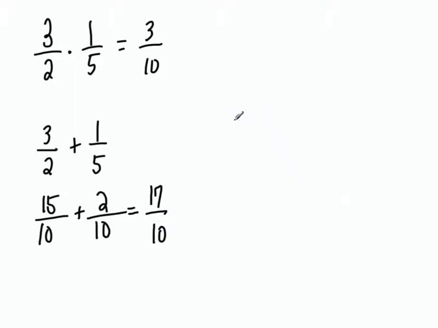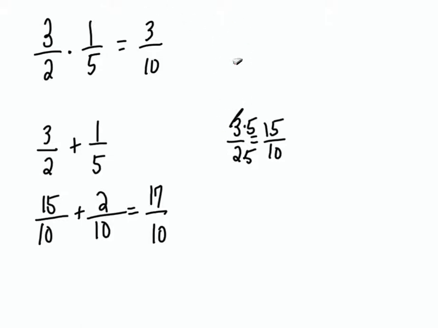Now, guys, this is literally what's happening. If I change 3 over 2 and I put a 10 there, well, 2 times 5 is 10, so 5 times 3 is 15. That's how I keep it equivalent. Are you with me?